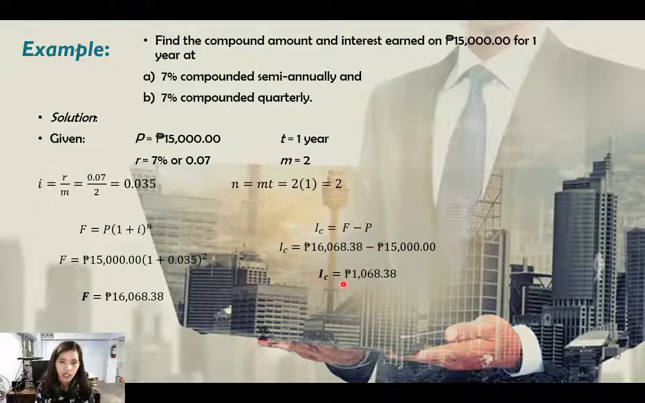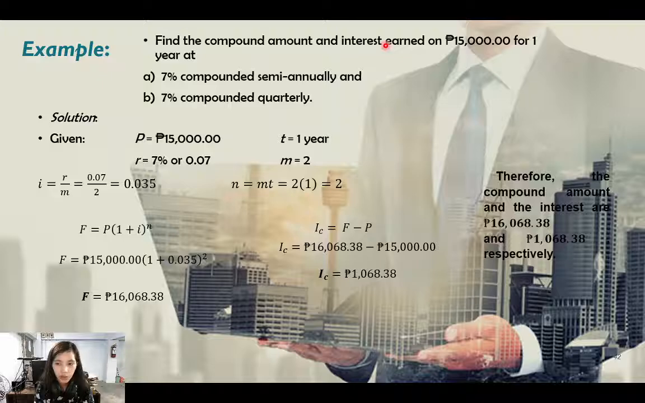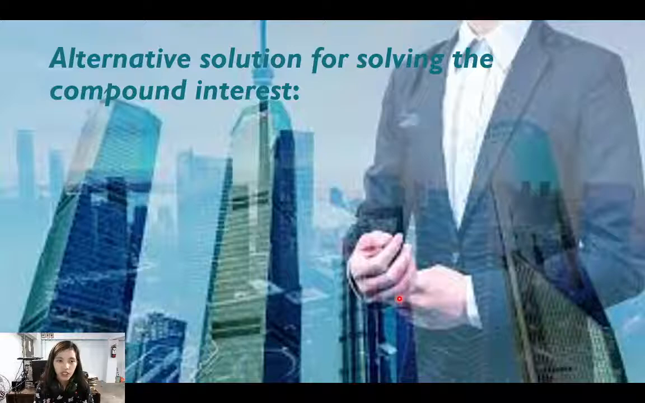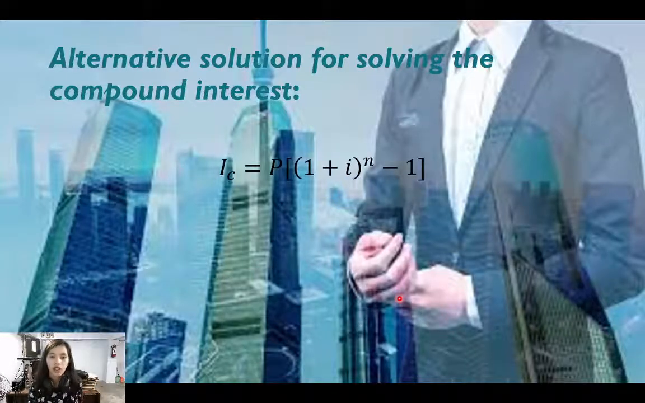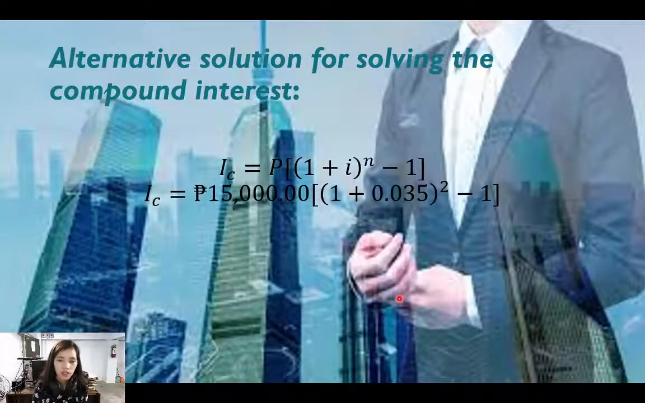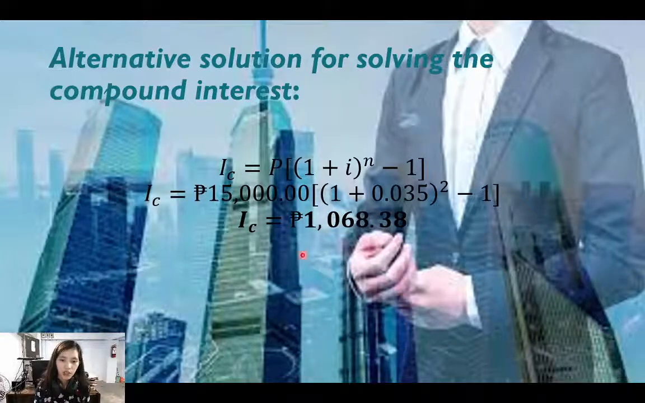So, this is the compound interest. Yan, hanapin naman natin yung interest earned. So, therefore, the compound amount and the interest are 16,068.38 and 1,068.38. So, ito na pala yun. Alternative solution for solving the compound interest. Ito daw yung iba pang way of finding the compound interest. Yan. Same naman yung makukuhang answer. So, ito yung formula.